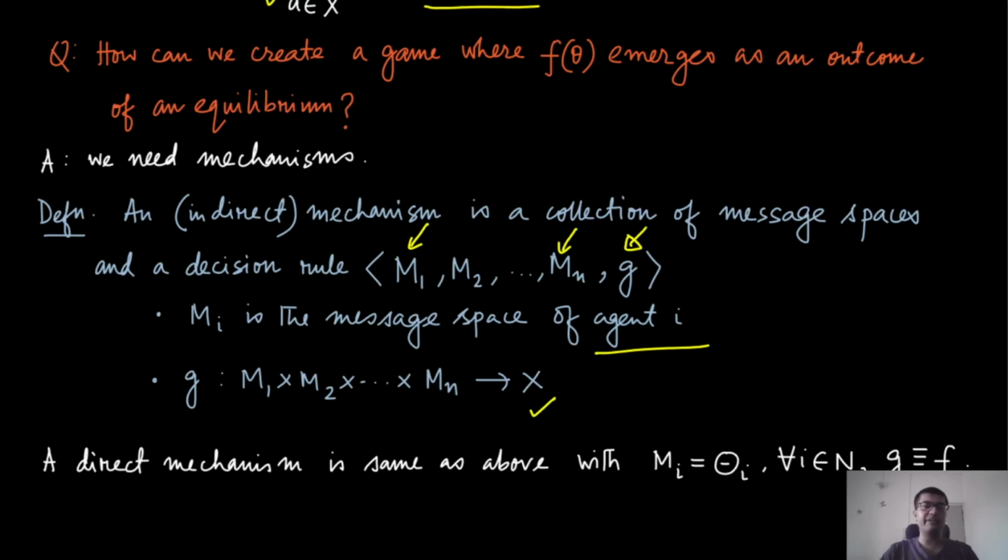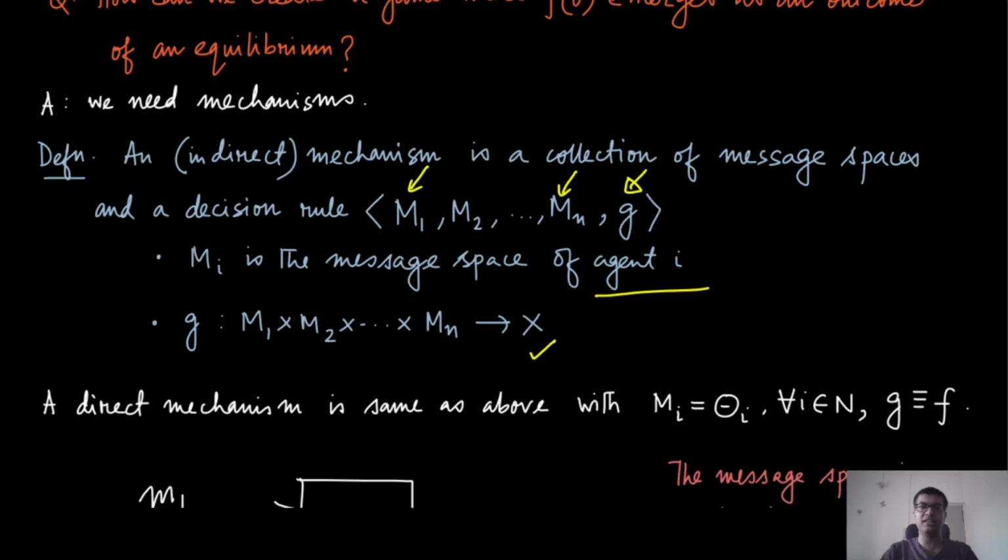Now what is a direct mechanism? You could have actually asked the players to reveal their type itself. So these message spaces could have been the type set, capital theta i, itself. And this aggregation rule is nothing but the social choice function itself. So that is a more direct way of asking the agents about their types, and what mechanism design is trying to do, that is given by this social choice function, we will call the direct mechanism.